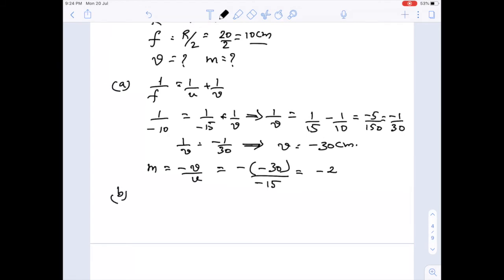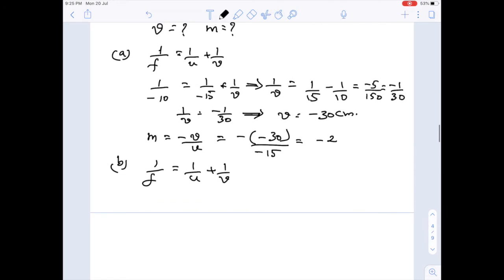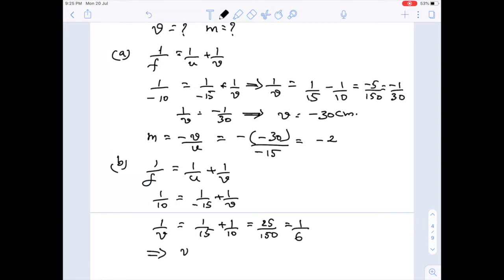And let us consider case b for the diverging mirror. Again the mirror formula, 1 by f is equal to 1 by u plus 1 by v, and here f is positive, so I will write 1 by 10 is equal to 1 by minus 15 plus 1 by v. So, 1 by v is equal to, I will bring this to the other side, so 1 by 15 plus 1 by 10. So, that becomes 25 by 150, so that is 1 by 6, which implies v is equal to plus 6 centimeters.